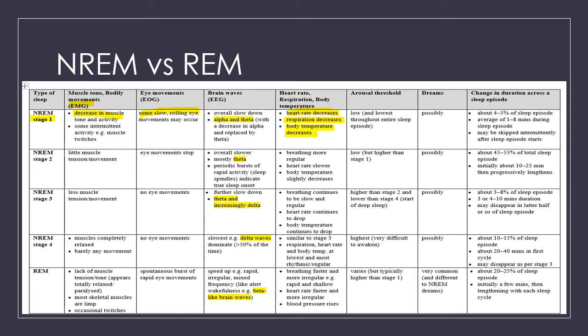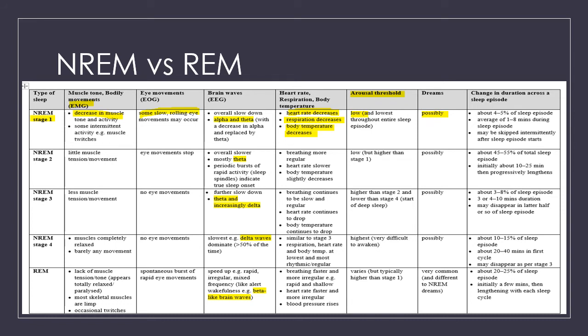So it's going to head down to at least 1 degree less than what you are normally, but at this current point in time, it's just reducing. You're also going to have a low arousal threshold. This means that it takes very little to wake you up. It could be the sound of a car driving by that wakes you up. You can dream in NREM stage 1, however, it's rare.